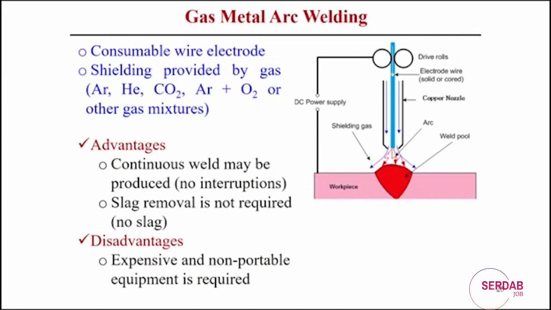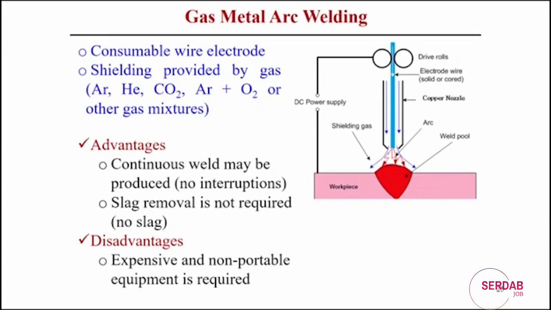So, in the gas metal arc welding process we use a consumable electrode, and in this case we generally do not use flux, but directly use shielding gas to protect the molten pool. Shielding gases like argon, helium, carbon dioxide, or mixtures of argon and oxygen or other gas mixtures are normally used. Commercially, for welding of steels, carbon dioxide is normally used because it is cheaper as compared to the other inert shielding gases.